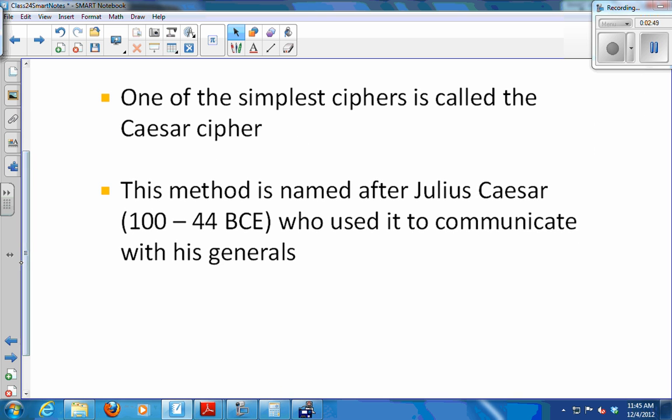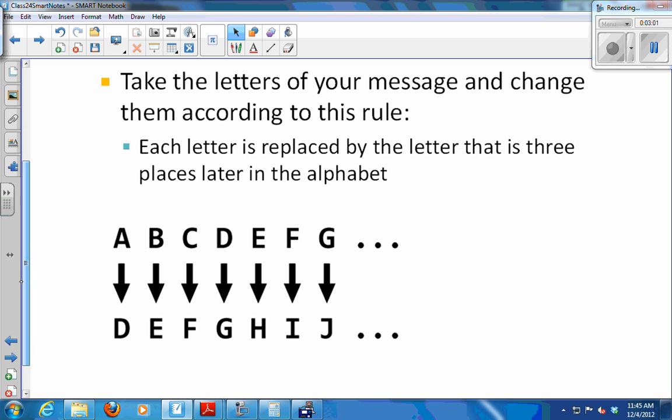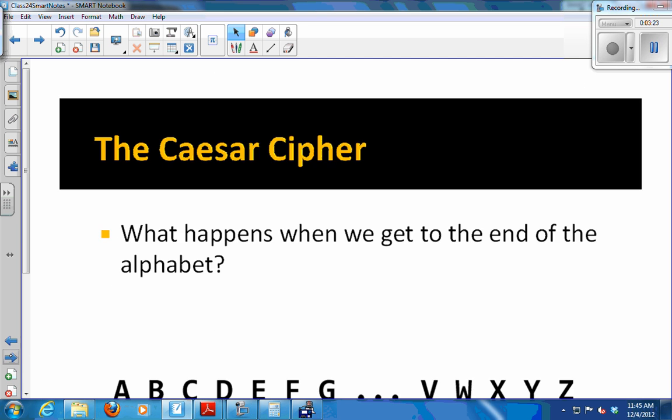One of the simplest and oldest ciphers is called the Caesar cipher. It was named after Julius Caesar, who used it to communicate with his generals. You take the letters of your message and change them according to this rule. You take each letter in the message and replace it by the letter that's 3 places later in the alphabet. So you replace A's with D's, B's with E's, and C's with F's, etc. Every letter gets replaced with the letter that's 3 later.